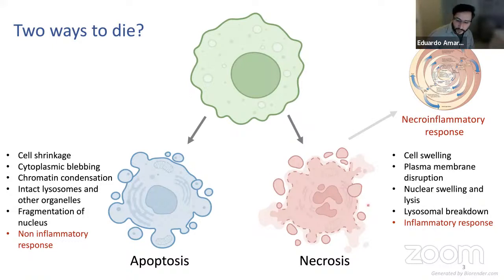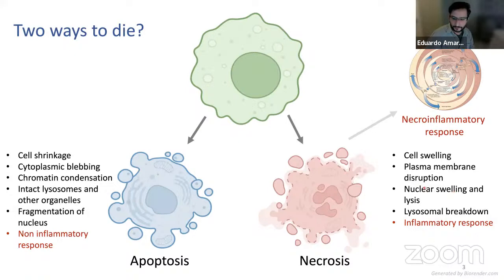So we consider this form of death as inflammatory because we usually see a release of a large amount of danger signals that will, in this case, promote inflammation and also can sensitize other cells to undergo death. For example, in the case of ATP, so when you have extracellular ATP, this will activate P2X7 receptor, and now these cells will die through necrosis by different ways, like apoptosis and other pathways as well.